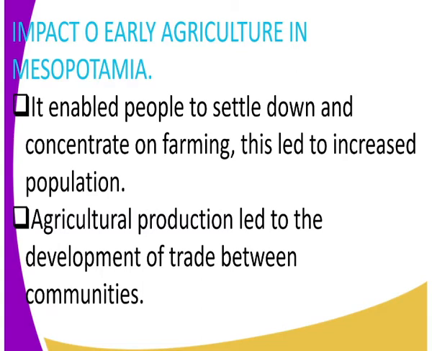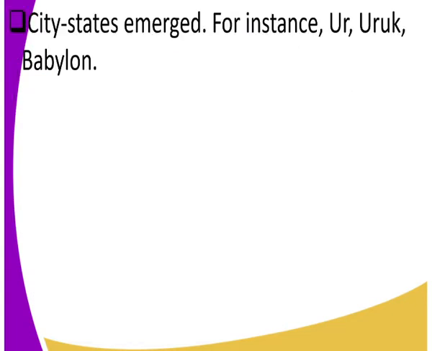Well, what was another impact? Agriculture production led to the development of trade between communities. Now that there was enough food, there was enough food for consumption, and there was enough food also for selling, for trading. That is how trading centers began. Let's get to our next impact.